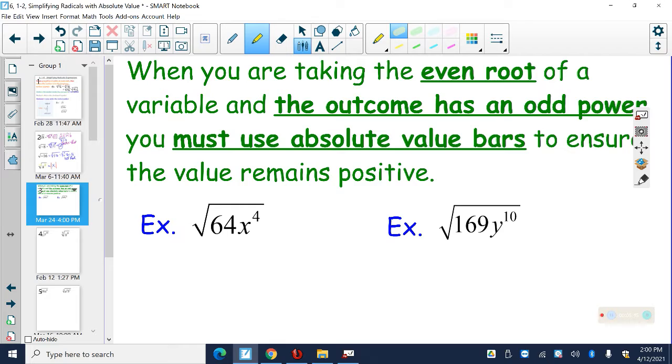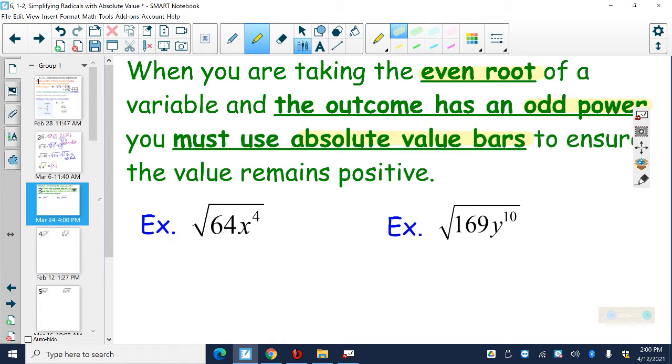When you are taking the even root of a variable and the outcome has an odd power, you must use absolute value bars to ensure the value remains positive. So you're going to hear me say this over and over again. Even root, odd power. Say it with me. Even root, odd power. I need this in your brain.